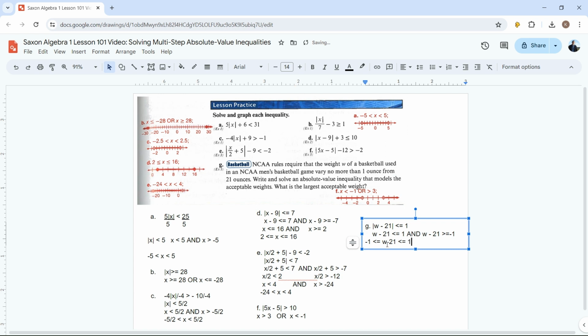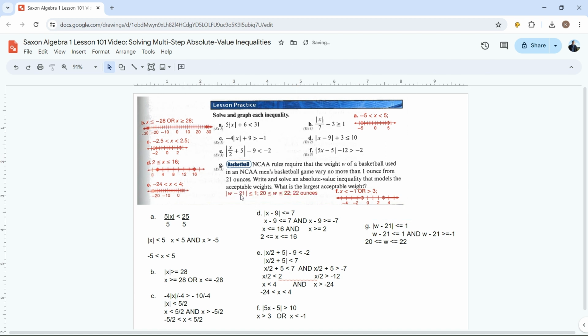Okay, now I've set up this three-sided inequality. I can add 21 to all sides. So I'm going to add 21 here. That means that 20 is less than or equal to W minus 21 plus 21. I'm going to add 21 here, which is less than or equal to 1 plus 21, which is 22. That means that the least acceptable weight of the ball is 20 ounces, and the largest acceptable weight is 22 ounces. That's how we solve the word problem.